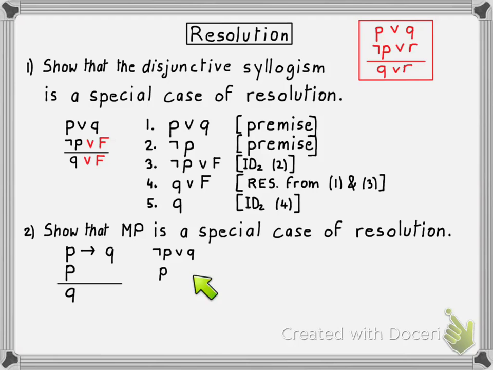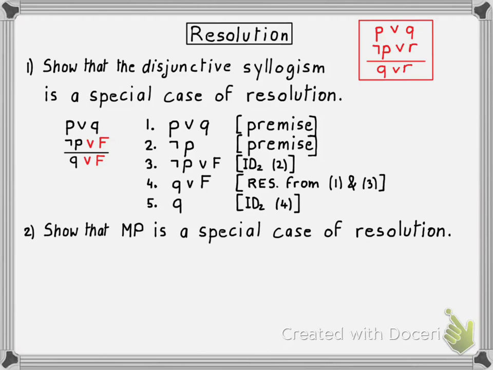We can always rewrite P as P or false, and now we have the form of resolution. Those two premises fit exactly the template for the premises of resolution, therefore we can infer the conclusion of resolution, Q or false, which is logically equivalent to Q, which is the conclusion of the modus ponens. I'll let you go ahead and write the formal proof to prove that this is indeed the case.